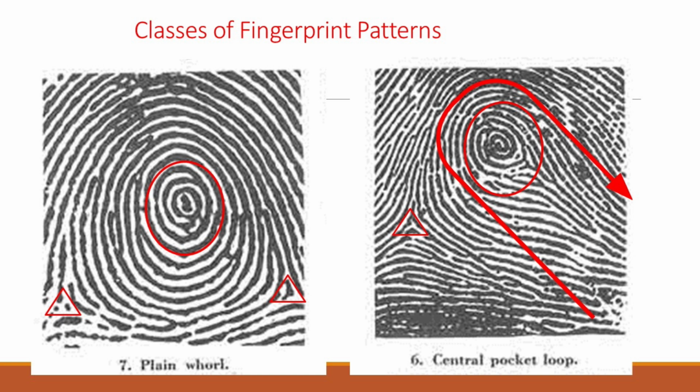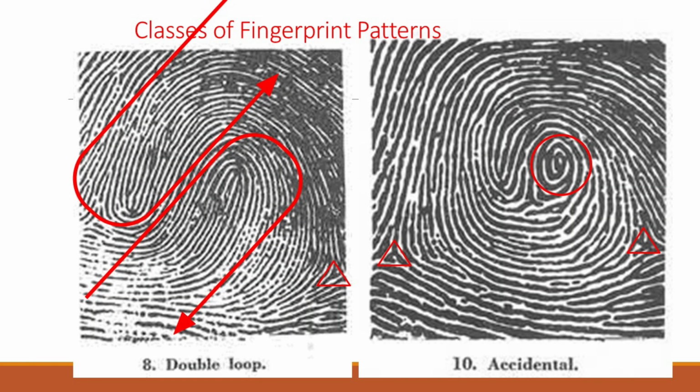But now, if you look at it very well, you can see that from a side, the lines were coming this direction, and on getting to this place, they move out in the same direction, forming a loop. But because it has this delta and this circle, that one forms a central pocketed loop. Central pocketed loop is just like a loop, but it has a delta. It has only one delta.